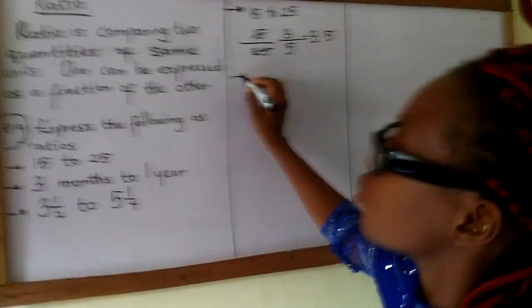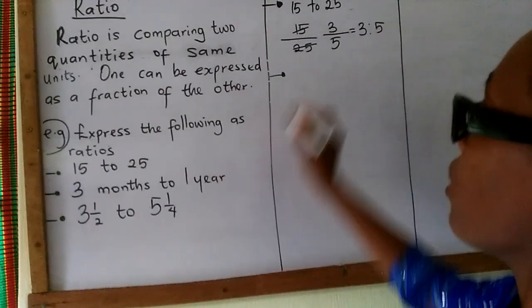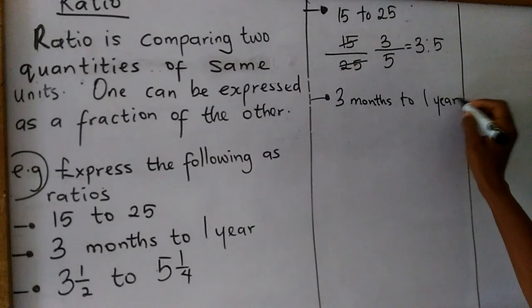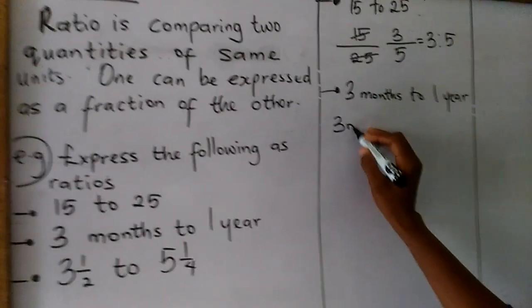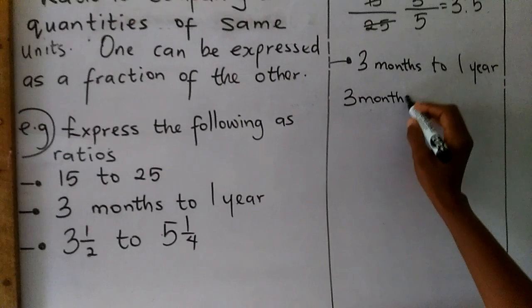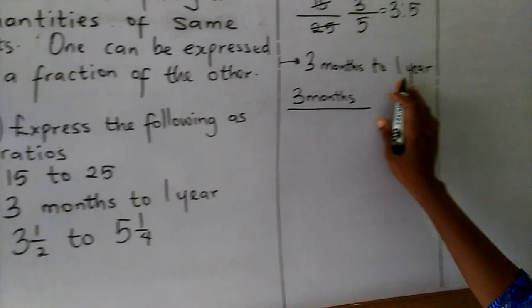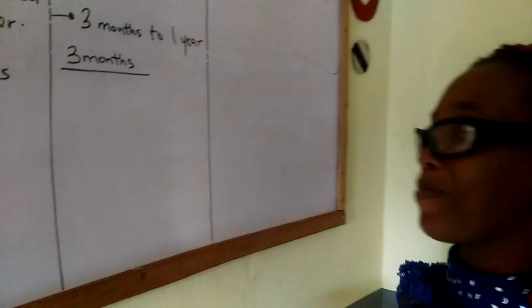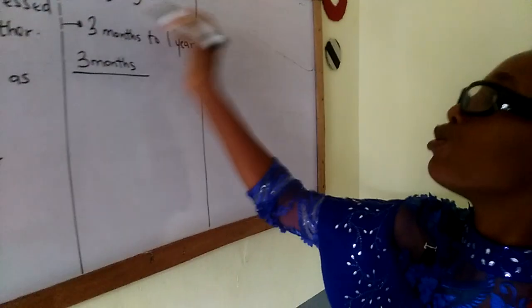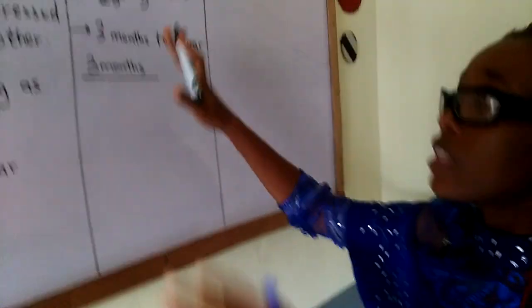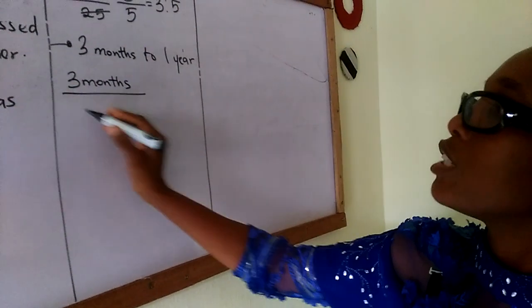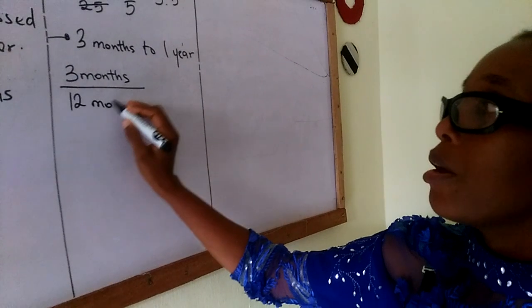Now, for question 2, you have 3 months to 1 year. So here we are comparing months and year. Don't forget, months cannot talk to 1 year because they are not the same. You have to either convert months to year or year to month. So the only thing we can do here is to convert this year to month by changing 12 months.